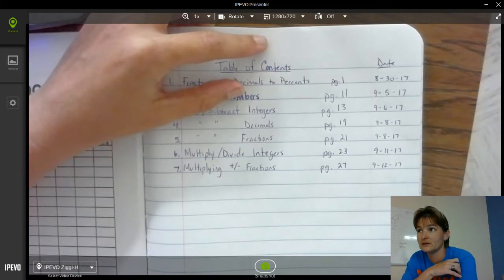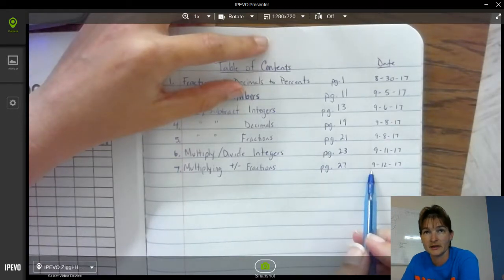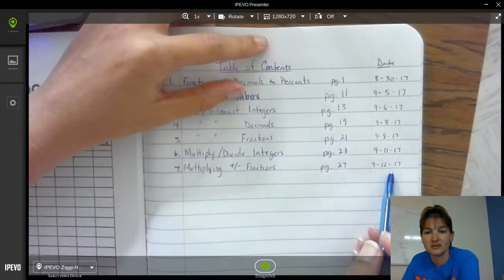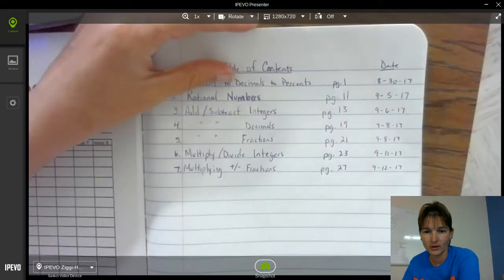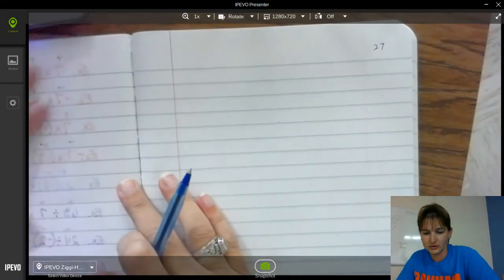All right, today's lesson we're going to talk about multiplying positive and negative fractions. It'll be on page 27 of your notes. And today's date is 9/12 of 17. Okay, once you have that written, please turn to page 27.